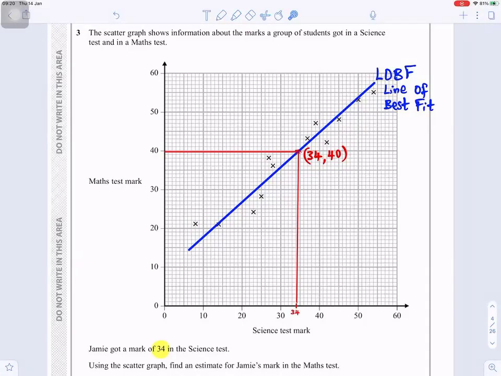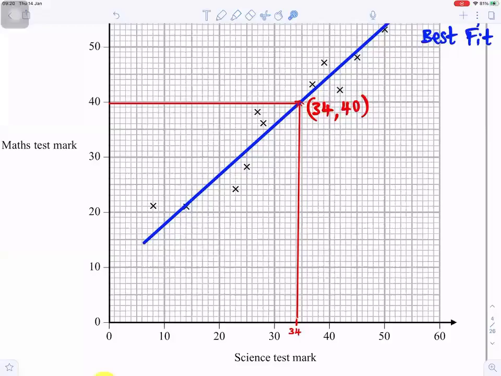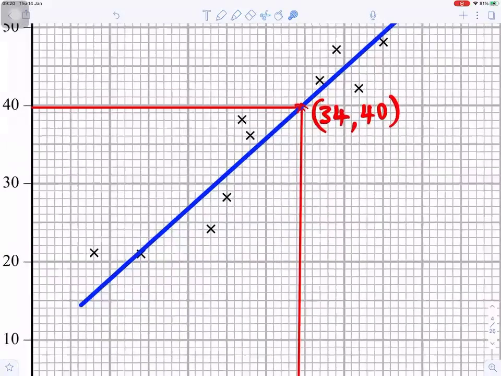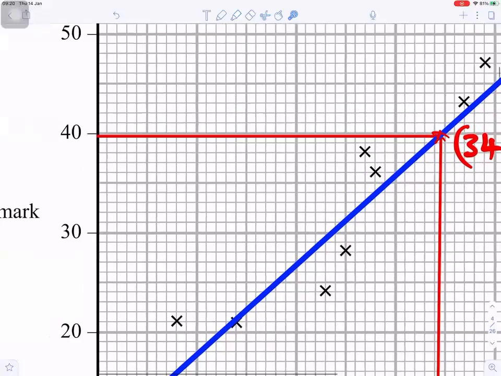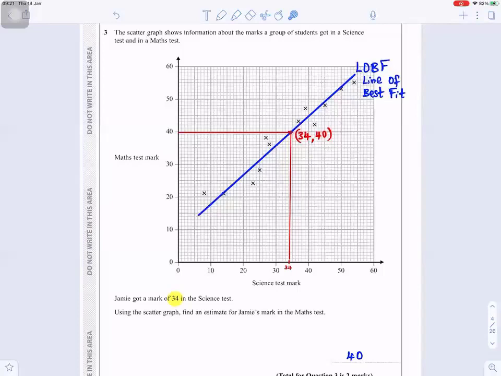Now we want to work out an estimate for Jamie's marks in the maths test. So we draw a line from 34 straight up to where it meets the graph, and then draw the line to the y-axis. So if I zoom in, you can see there we have 30, 31, 32, 33, 34. So we draw a line from 34. When it meets the blue line, we will draw a line that will take us to the y-axis, and it will meet it at 40. So that gives us the mark for the maths test is 40.